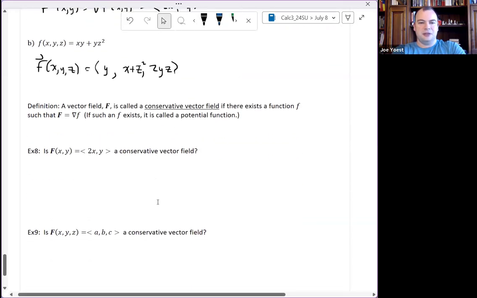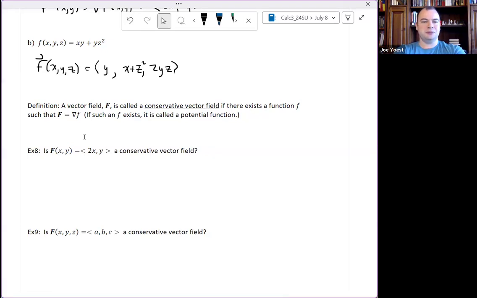And then last, this idea of a conservative vector field. We say that a vector field F is called a conservative vector field. If you've heard of things like conservation of energy, like conservative forces, that's all tied into this idea. It's a conservative vector field if there exists a function little f such that big F equals grad little f. And if so, then we call little f the potential function.